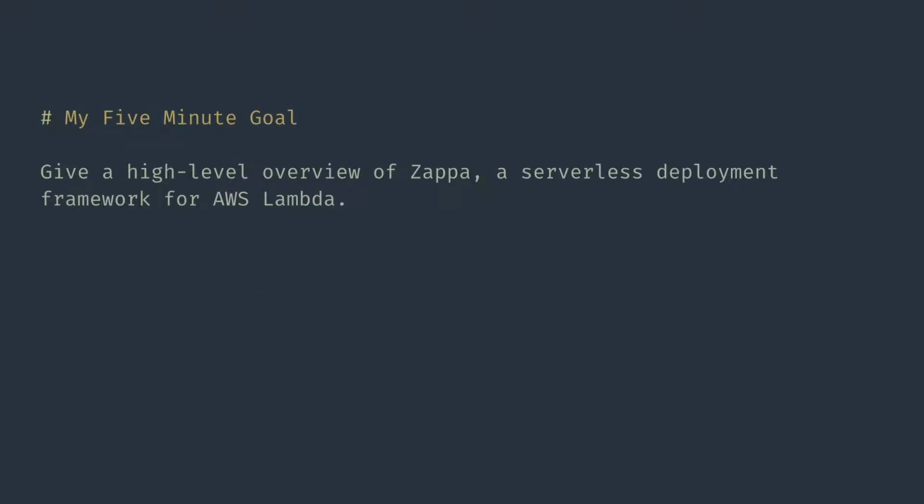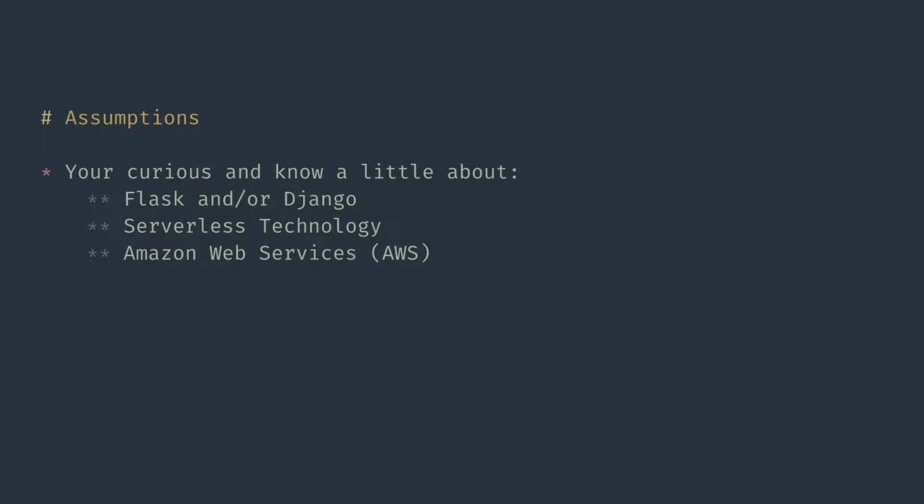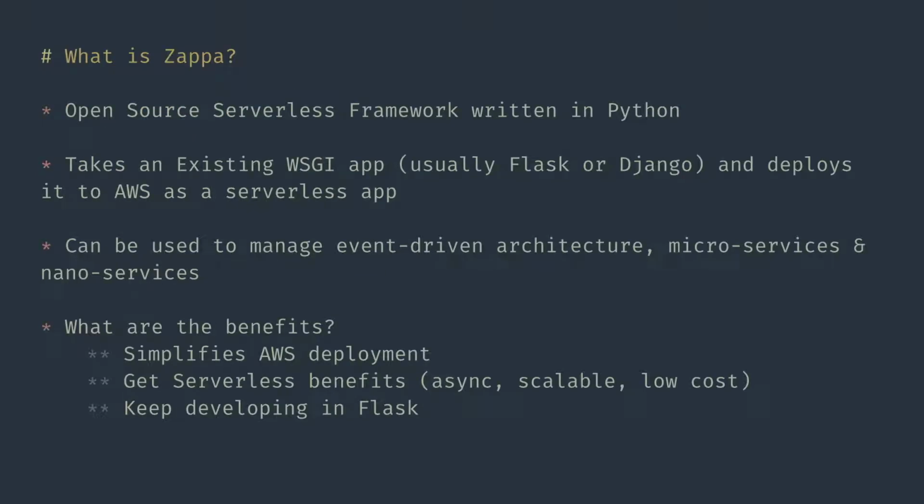My 5-minute goal tonight is to give a high-level overview of Zappa, which is a serverless deployment framework for AWS Lambda. Here are the assumptions I have about it. You are curious and know at least a little about Flask or Django, about serverless technology, and Amazon Web Services, AWS. So, what is Zappa?